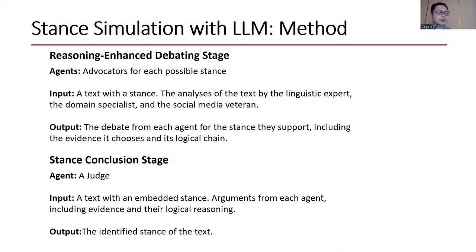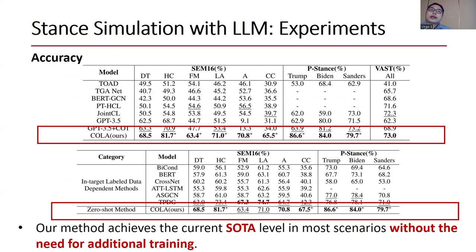And for the reasoning enhanced debating stage, the agents are advocates for each possible stance. The input is a text with a stance, and the analysis of the text by the linguistic expert, the domain specialist, and the other aspect in the last stage. The output is the debate from each agent for the stance they support, including the evidence it chooses and its logical chain. And for the final conclusion stage, the agent's input is the text with the stance arguments from each agent in the debate stage, including the evidence and the logical reasoning. The output is the final stance we want to predict and simulate. So these are the details of our three agent framework. And here we show the performance on the benchmark evaluation metrics.